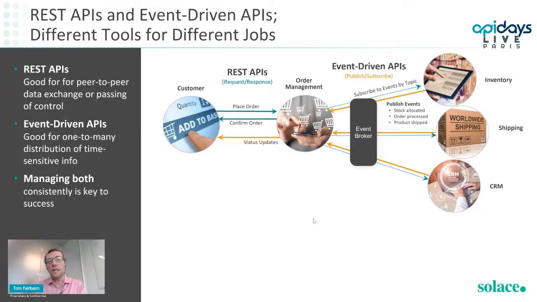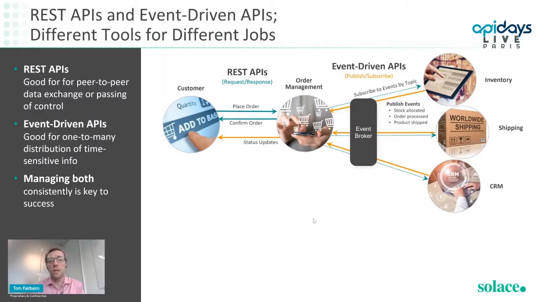So you can see here that there's a place for both. REST APIs are good for peer-to-peer data exchange. And here's a key one, passing of control. If you think about the customer when he's ordering, he's passing control of that exchange to the order management system. And the order management system decides when and where things are done.